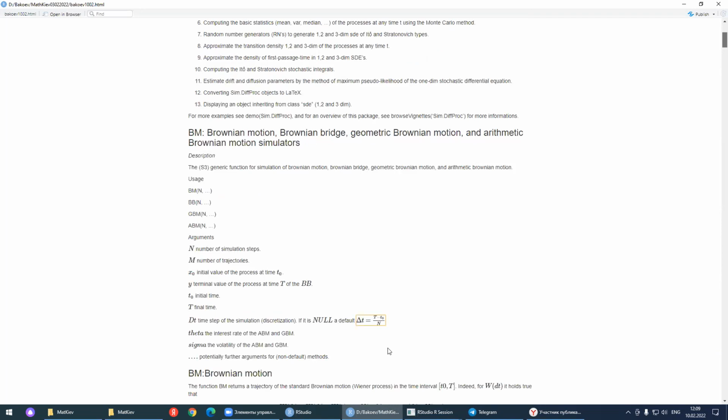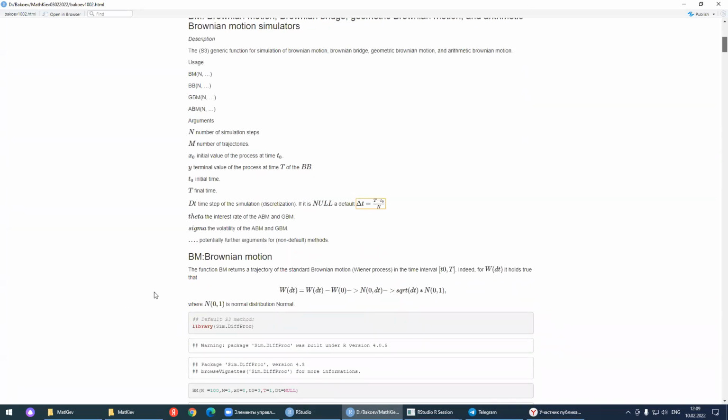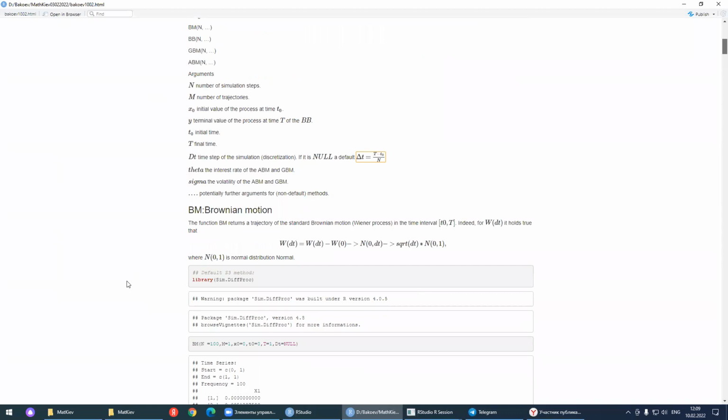In the future we will use these arguments and this notation. Let's start from the simplest one.